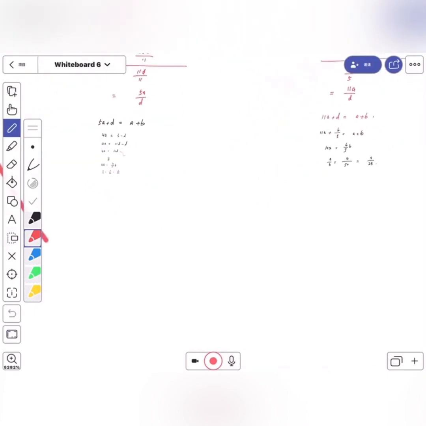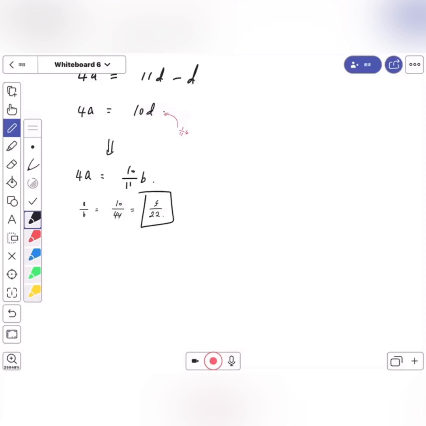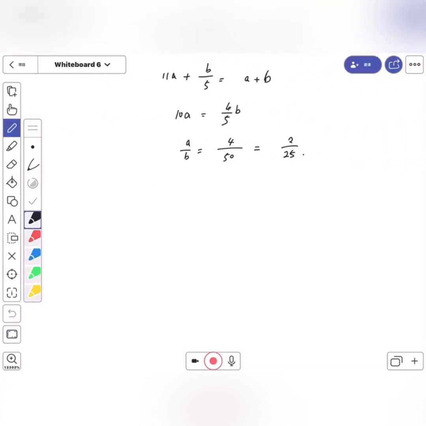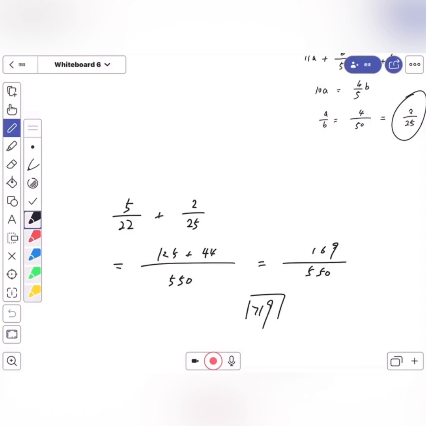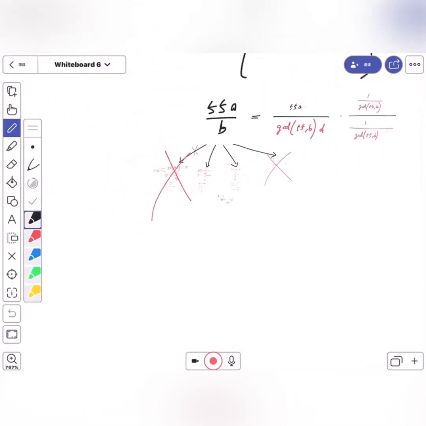So now we extracted our answer to be 5 over 22 and 2 over 25, so we want the desired sum, which is 5 over 22 plus 2 over 25. Don't mess up the calculation here. We're gonna get 125 plus 44 over 25 times 22, 550, which is 169 over 550. And we want to find the value of a plus b, so the answer is just 719 to this problem.